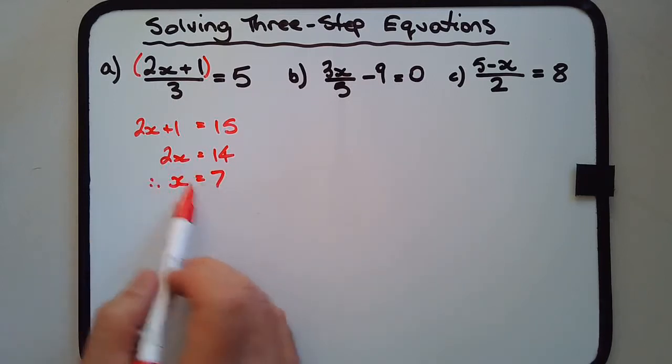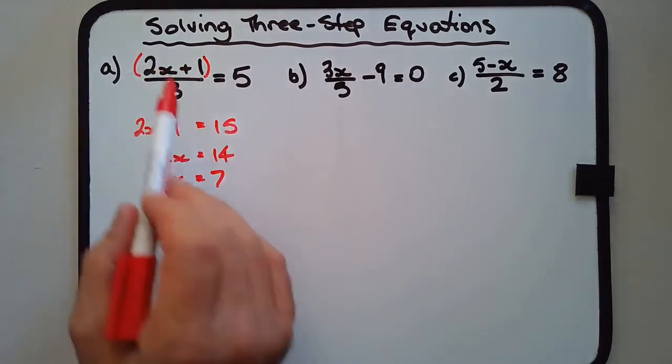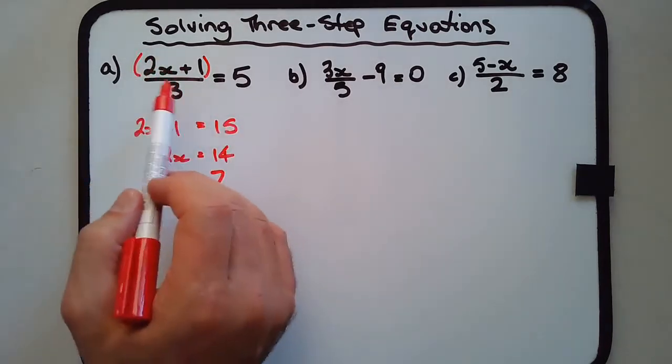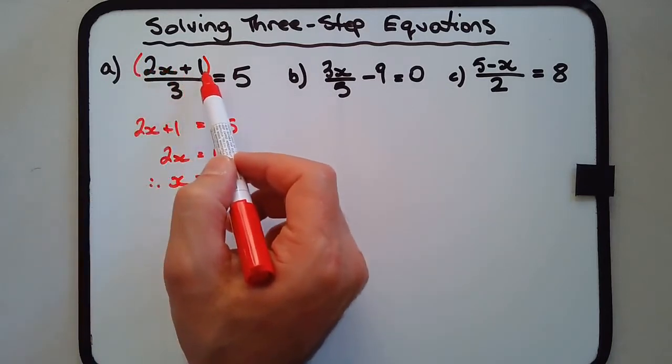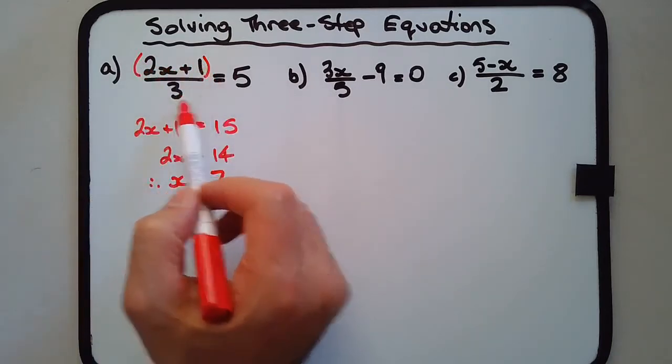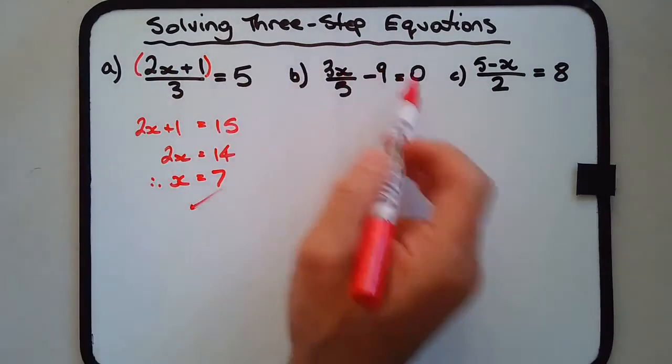Now if we want to test this solution, 7, if you substitute it back into the original equation, let's test the left-hand side, make sure it equals 5. 2 times 7 is 14. 14 plus 1 is 15. 15 divided by 3 is 5. So I think we're happy with that. Let's have a look at part B.